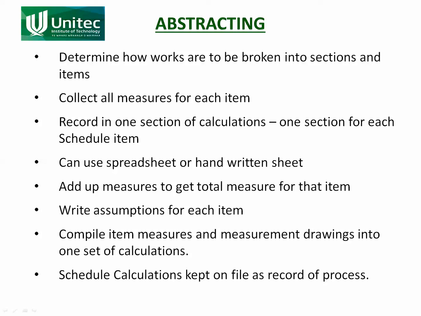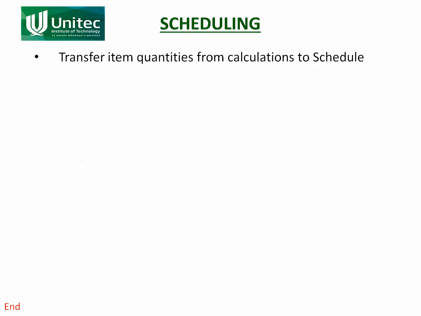Add the measurements up to get the total for that item. So if there's a 100 ml pipe, you might have half a dozen different lengths. You add them all up to get one number. Once again, you need to keep a record of this. And scheduling is transferring the item quantities from the calculations to the schedule.